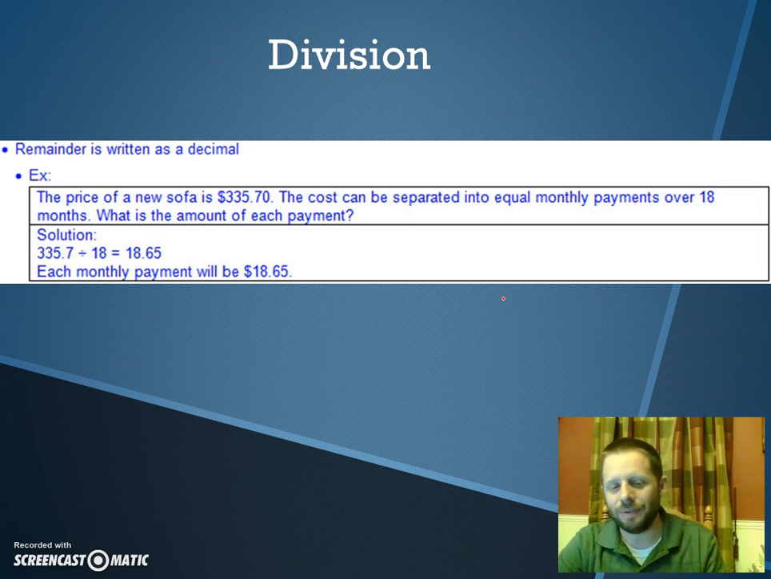So for this one, it would benefit us to be exact, and since we're dealing with money, it makes more sense to get a decimal remainder than a fractional remainder. So if we divide 335.7 by 18, we get a value of 18.65. Now, had that come out to be something with 3 decimal places, I would have gone ahead and rounded off to 2 decimal places, because money comes in values of dollars and cents, so you don't need anything beyond 2 decimal places. In this case, it came out to be $18.65.